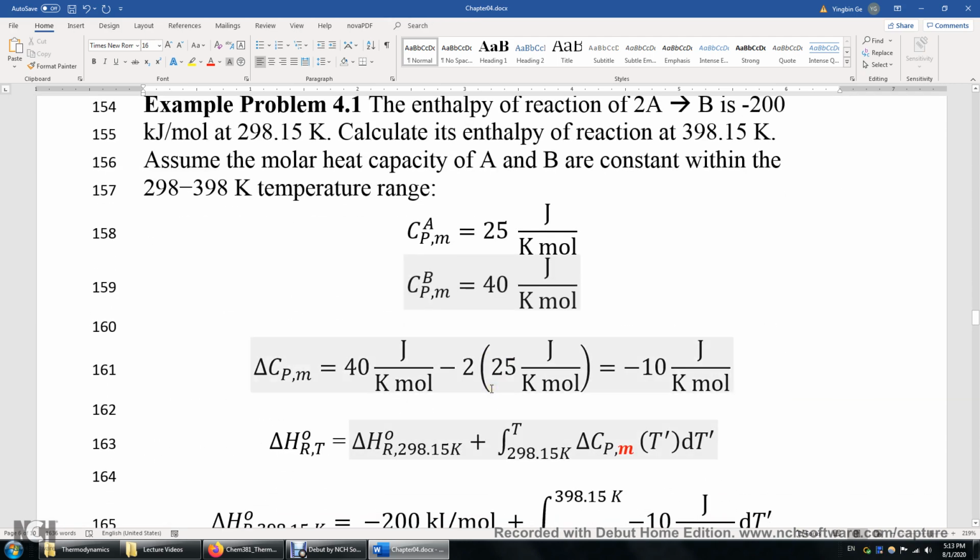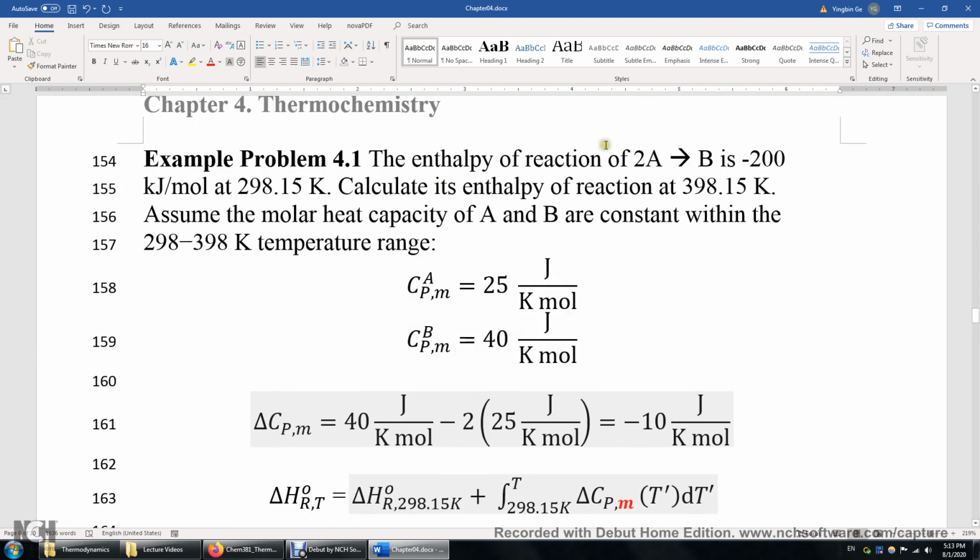Now a numerical example. Let's say the enthalpy of reaction of this, from 2A to B, is negative 200 kJ per mole at the room temperature. And now let's calculate its enthalpy of reaction at 398 K. All right, so this is 125 degrees Celsius. So how can we do this?